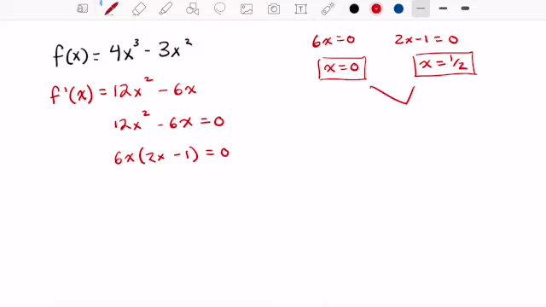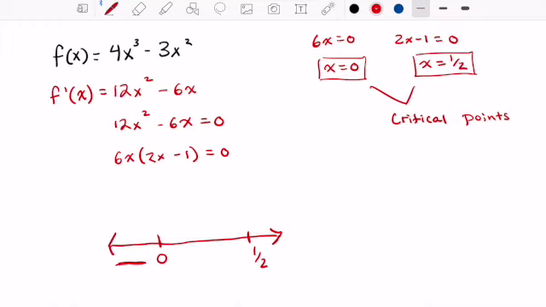Once I have these two critical points, I can use them to create my little positive and negative chart. The way I do this is I draw a simple number line, put 0 here, and put 1/2 right there. These critical points represent where something could happen with our function. So I want to test what the function is doing before and after every critical point. In order to do that, I'm going to pick a number that falls in this interval, this interval, and that interval.